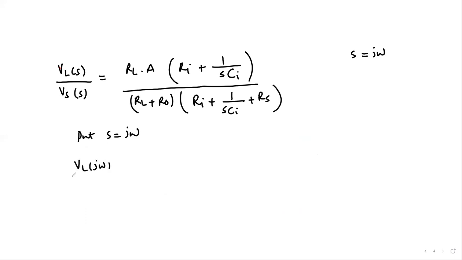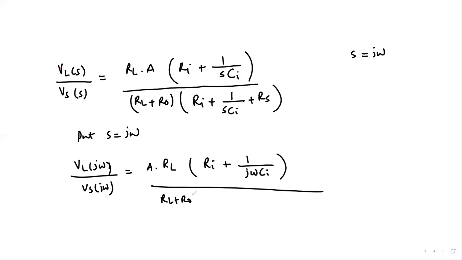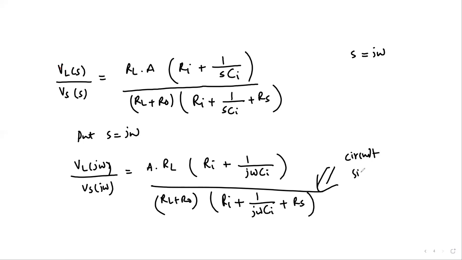So VL of j omega, again we are going back to the original equations. Okay, so that's how we see this expression. We can further simplify this to obtain the magnitude and the phase, but once we have obtained this, this function can be simulated with a circuit simulator to obtain the magnitude and the phase of this network. We'll see that later. All right.